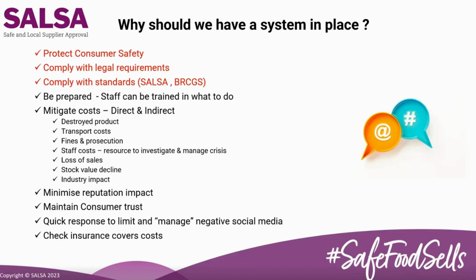It also means that you've got a quick response. Imagine that you have a food poisoning incident. You want to make sure that you can trace your product and know what to do very quickly. You don't want to be running around, not really sure where your product's gone to, or where it is in the process or your supply chain. You need to understand quickly who you need to contact and do your traceability exercise. The other thing is to check your insurance covers costs for any incident.